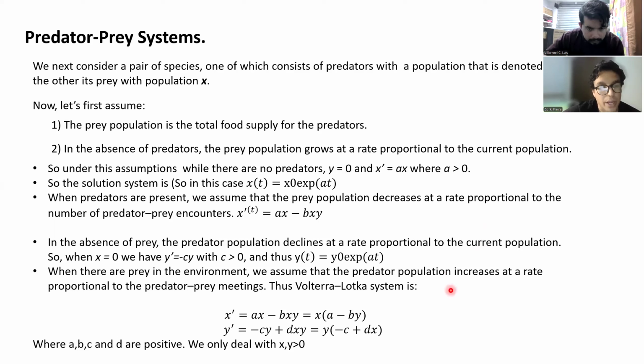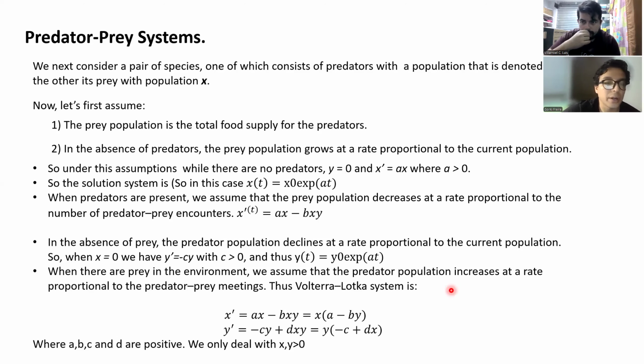So in the absence of prey, the predator population declines at a rate proportional to the current population. We have the same assumption as chapter 1 of the book. So when X equals 0, we have Y prime equals minus CY, with C positive. And we also know the solution: Y is equal to the initial value Y sub 0 times the exponential of minus C times t.